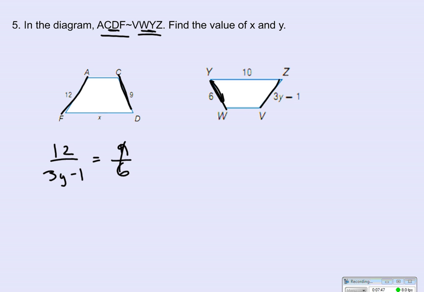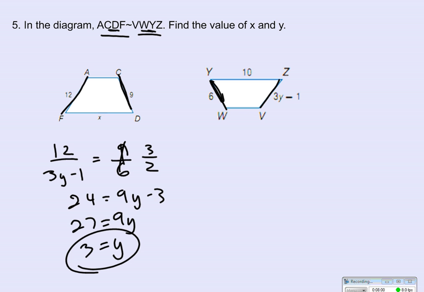So if I really want to be clever, I'll simplify this. 24 equals 9y minus 3. So 9y equals 27, so y is going to equal 3. All I did was look at my similarity statement to figure out what went with what. I figured out 9 goes with 6, 12 goes with 3y minus 1. So that's what I did. I used the same shape on top and same shape on bottom.